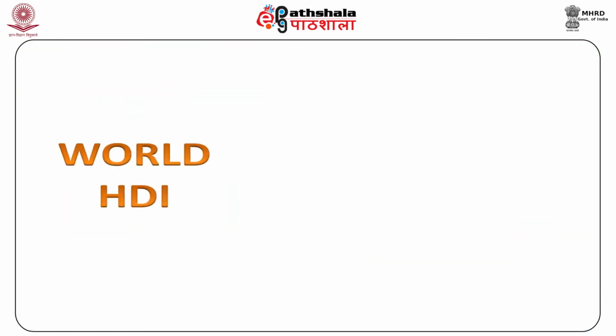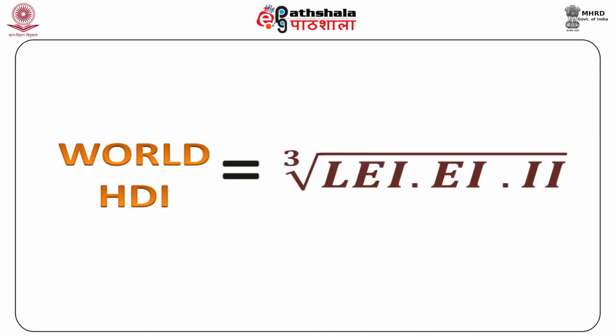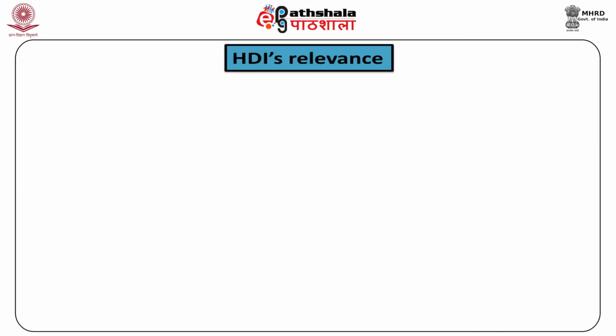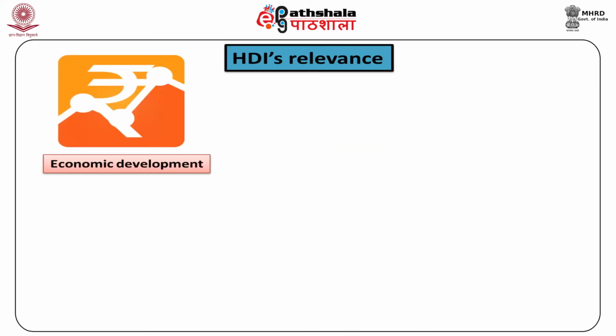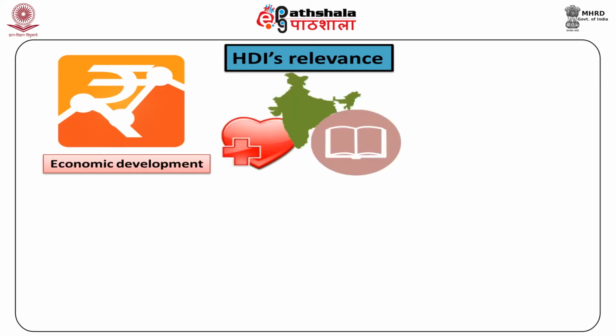World HDI is then calculated by taking the geometric mean of previously mentioned indices, which is given by the cube root of life expectancy index times education index times income index. The HDI is most relevant in assessing the economic development of various countries. The indices used to calculate HDI provide, in a nutshell, information about a country's material welfare as well as its health, education, and other aspects.